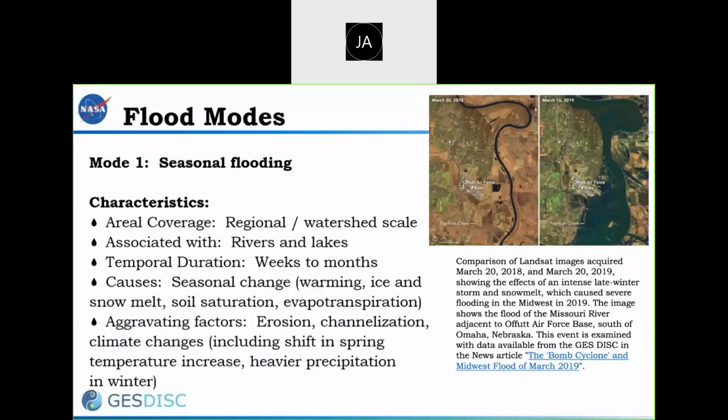And here we have an image of comparison of images in 2018 and 2019. And in 2019, there was severe flooding in the U.S. Midwest. And this shows the Missouri River near Offutt Air Force Base, which is south of Omaha, Nebraska. And you could see the widespread flooding that occurred on this date. This was a very interesting situation. It was partly caused by heavy snow melting and also caused by a storm that put a lot of precipitation on still frozen areas. And that caused a lot of this flooding. And we wrote an article about it, which is linked here, that you can see a full analysis.